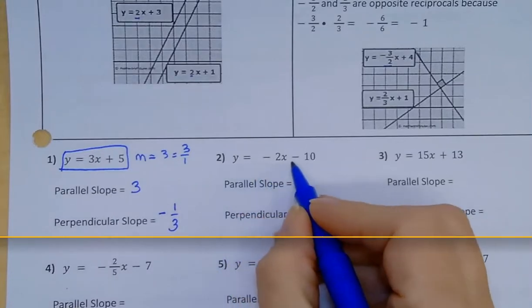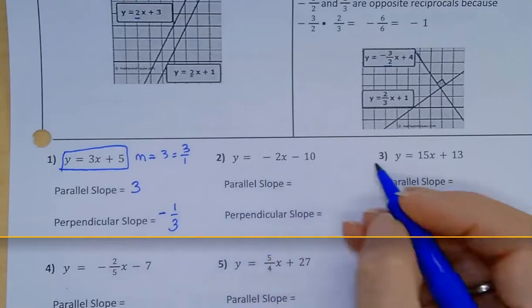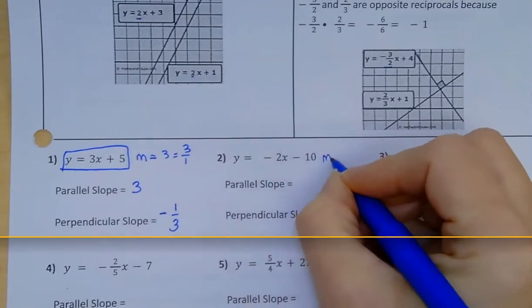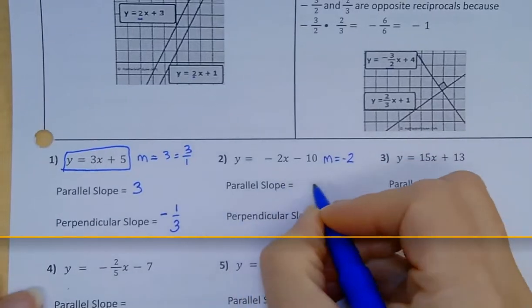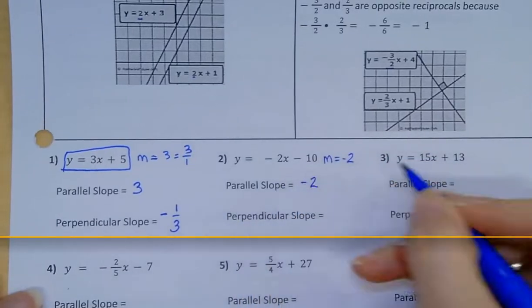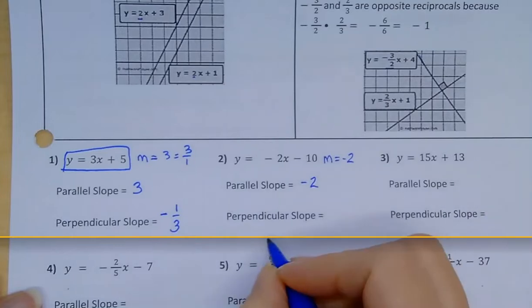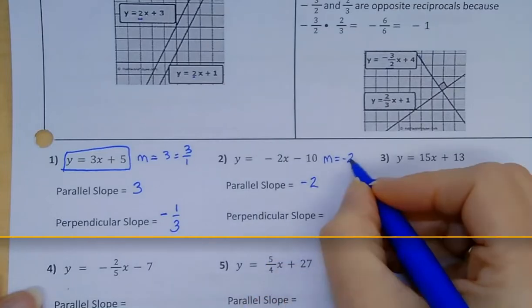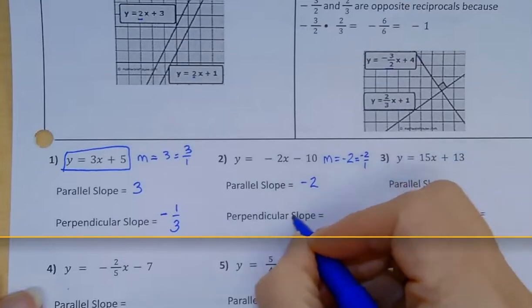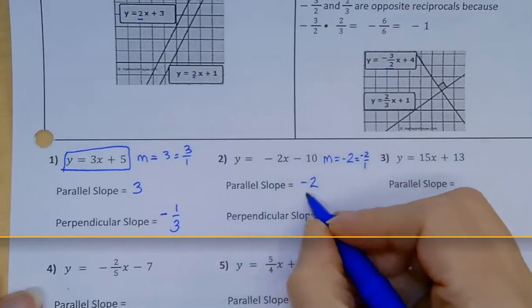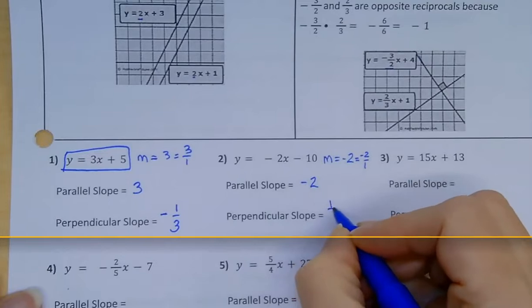We have y equals -2x minus 10. The slope of this line is -2. Any parallel slope will just be a slope of -2. And so any perpendicular slope, I know that this is the same as -2 over 1. I need the opposite reciprocal, so it's going to be positive 1/2.